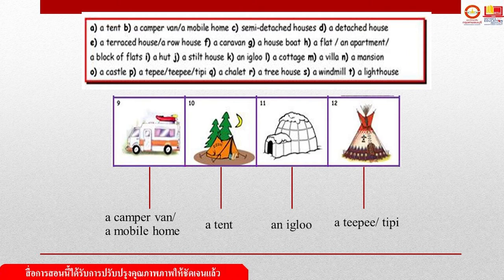Igloo, I-G-L-O-O. Now this house, the igloo, is made of blocks of ice. They take ice and build an igloo. It's round with a little door here, so you crawl in and sleep. It's made of ice and snow, so it's called an igloo. The Eskimos, or the Inuit Indians, live in igloos up in the north.